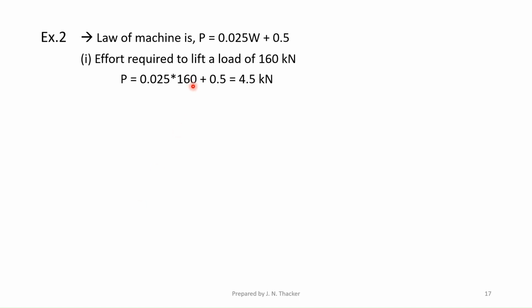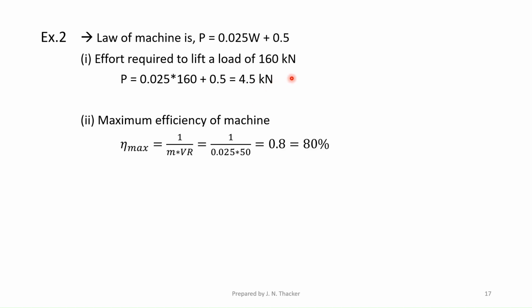W as 160, and you get effort as 4.5 kilonewton. Next question is maximum efficiency of the machine. We know the equation for eta max, that is 1 upon m plus m into Vr. So 1 upon 0.025, that is m into Vr, that is 50. So we get it as 0.8, but we need it in percentage, so it is 80%.